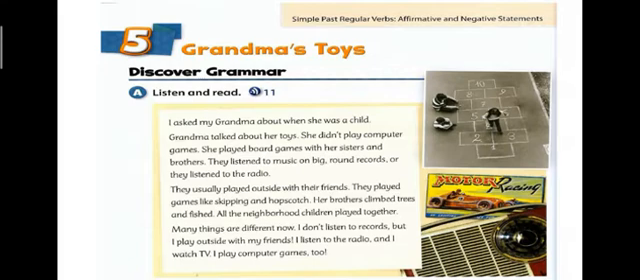Many things are different now. I don't listen to records, but I play outside with my friends. I listen to the radio and I watch TV. I play computer games too.